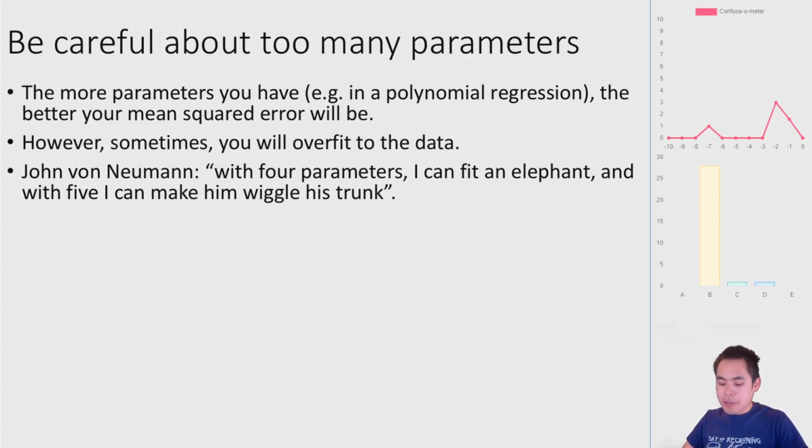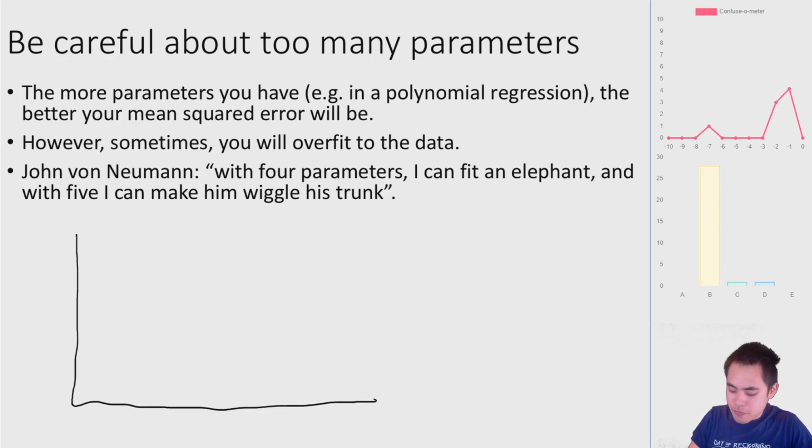But if we're going to think about it, there's a really famous quote by John von Neumann: with 4 parameters I can fit an elephant, and with 5 I can make him wiggle his trunk. Basically, the more parameters you have, the better you can fit your data, but it doesn't necessarily mean it's a good thing. Let me give another example that will make this a little bit more obvious.